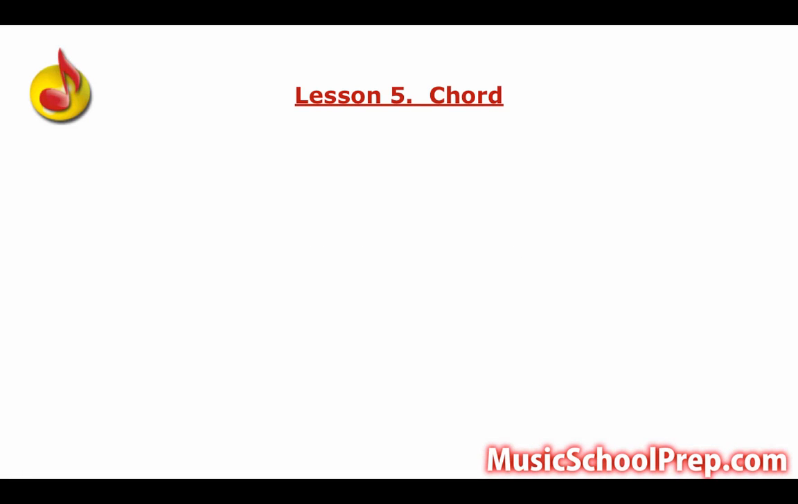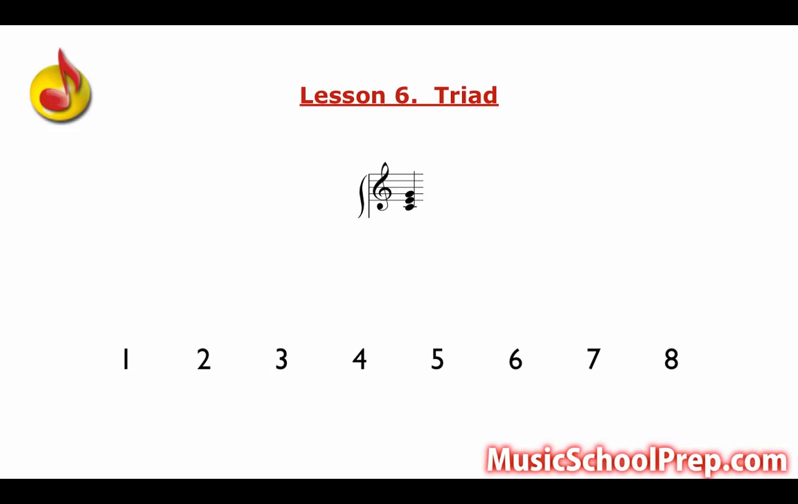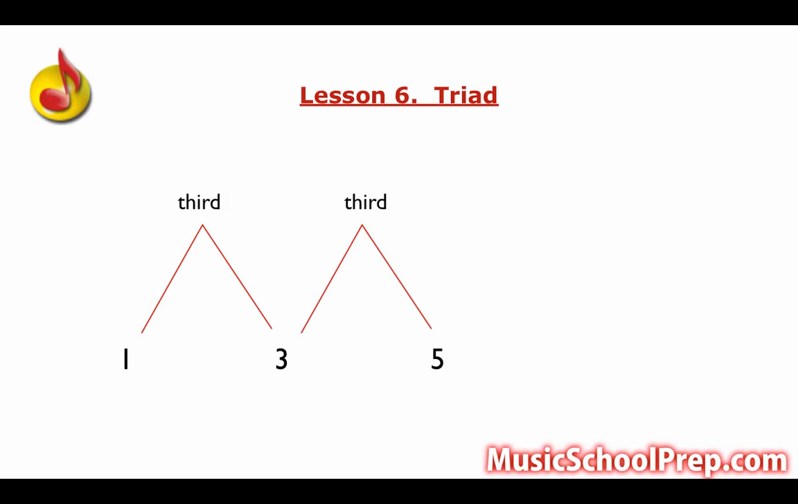Lesson 5. Chord. A chord is simply two or more notes played simultaneously. Lesson 6. Triad. A triad is a three-note chord made up of two consecutive thirds. Scale degrees 1, 3, and 5 is an example because from scale degree 1 to scale degree 3 is a third, and scale degree 3 to 5 is also a third.